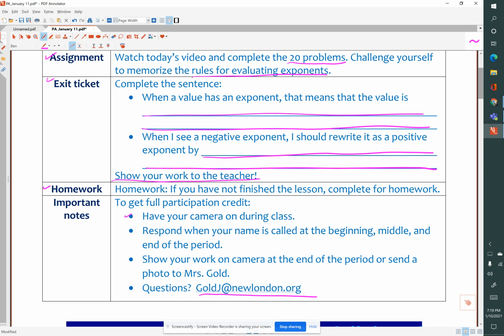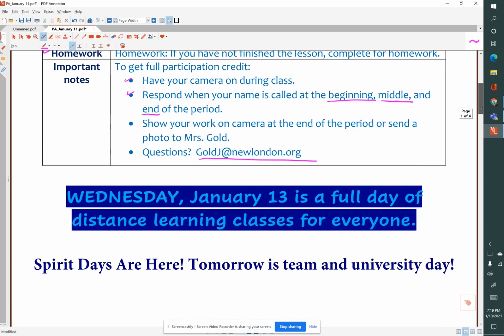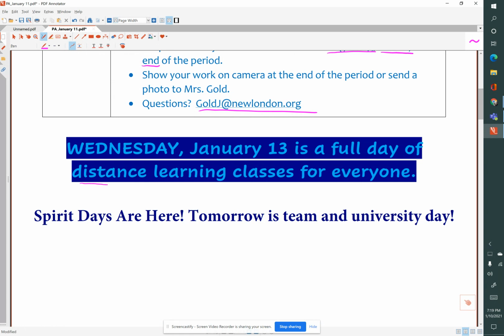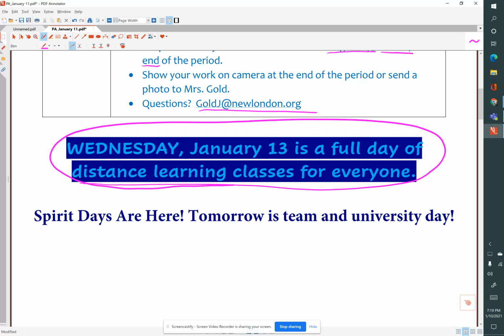We're going to keep our cameras on for our discussion. And at the end, when we show our work, respond when you're called, whether it's at the beginning, middle, or end of the period, and then show your work as I've said. We are having full classes on Wednesday, okay? So make sure you log into your classes on Wednesday.